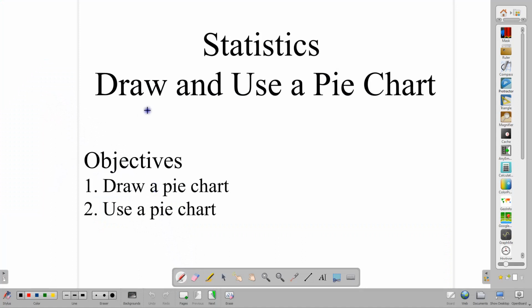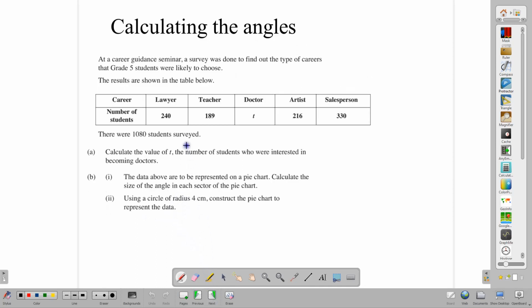Today we are talking statistics and we are going to be looking at how to draw and use a pie chart. So our objectives are to draw a pie chart and secondly we're going to use the pie chart to answer some questions. So first up, to mention, a pie chart is a circular graph that is used to show how different parts of a whole compare to each other using sectors of the circle.